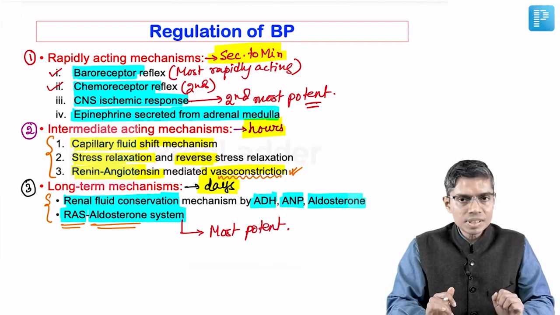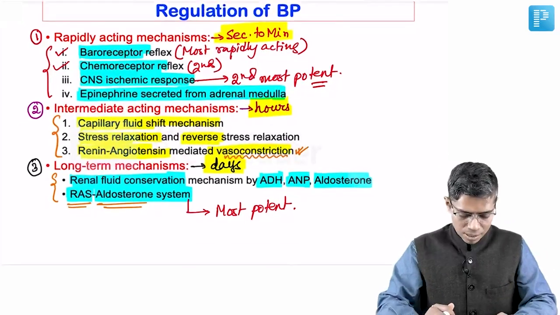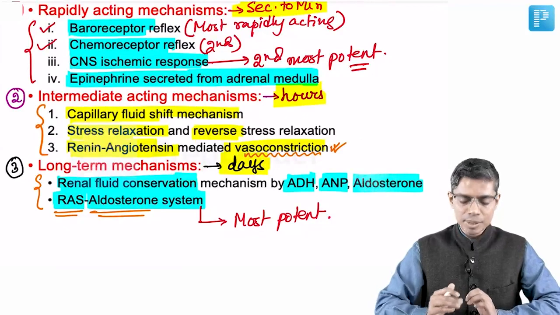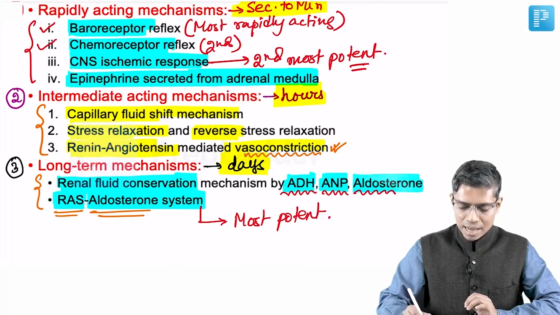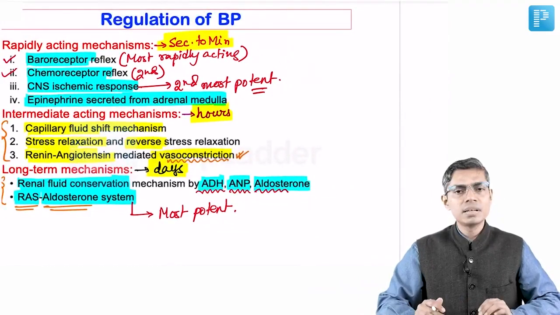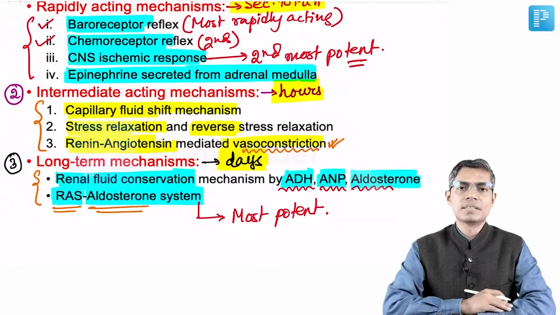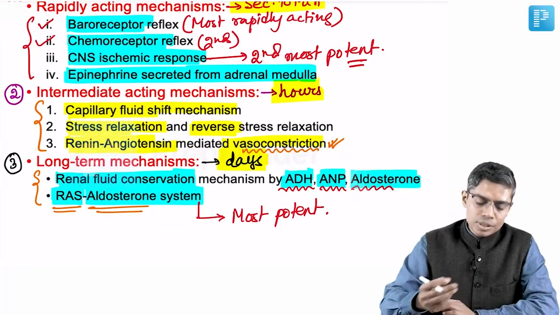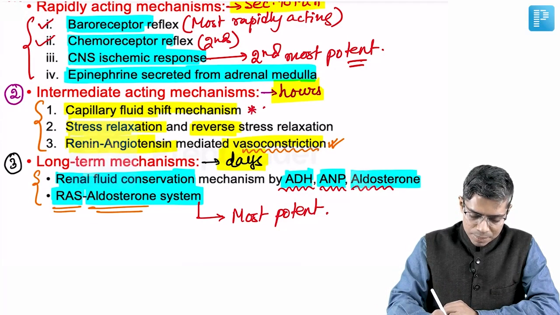Getting my point? So please note down first all these different types of mechanism. Now this long-term mechanism we are mainly going to discuss with the renal system, because all these hormones, the mechanism of their action, everything will be discussed in the renal system, right? Now coming to the intermediate acting mechanisms, they are not very popular for your MCQ, but we will discuss a little bit.